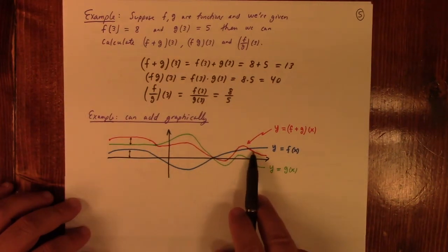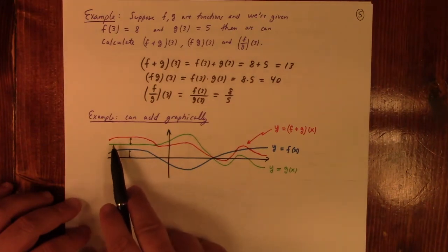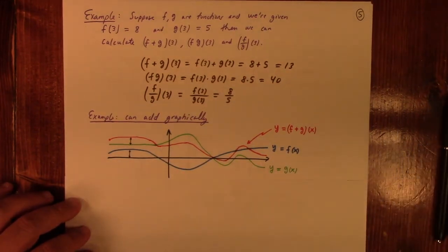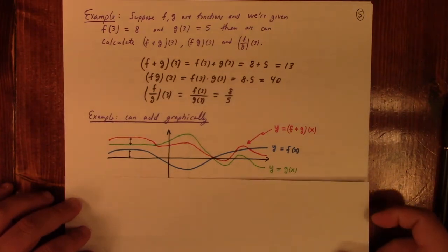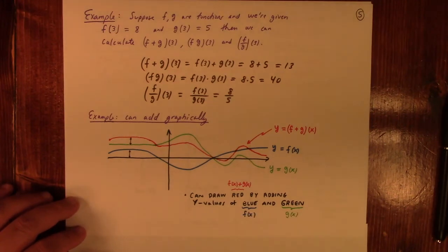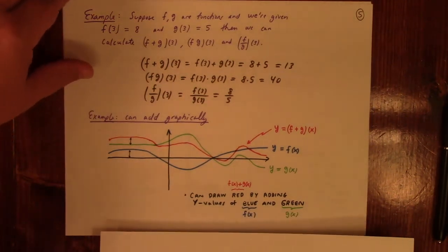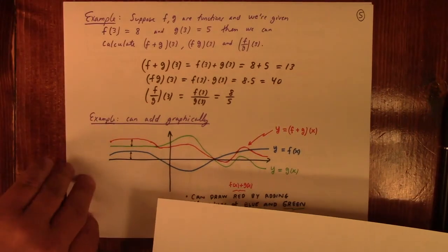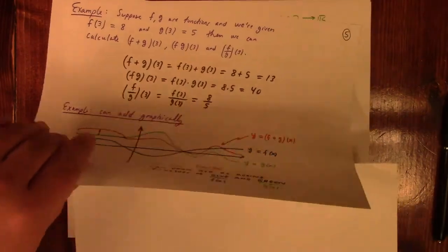So, is my picture exactly right? Probably not. But if you want to look at these, it's kind of fun to go into something like Desmos or a graphing calculator and poke around, right? The point here is you can draw the red by adding the y values of the blue and the green. All right, so that's another way we could do this graphically, especially if we had some graph paper and some more values labeled. You could get a lot of information that way.